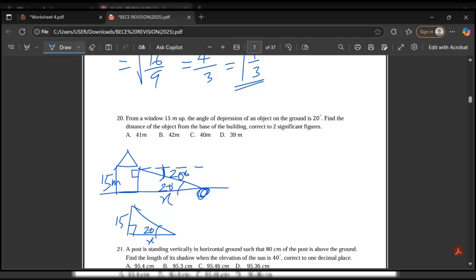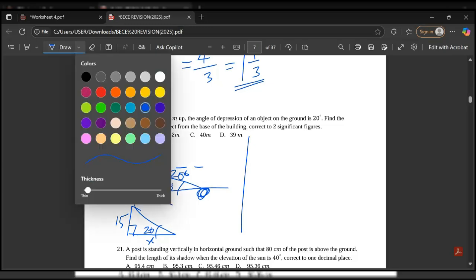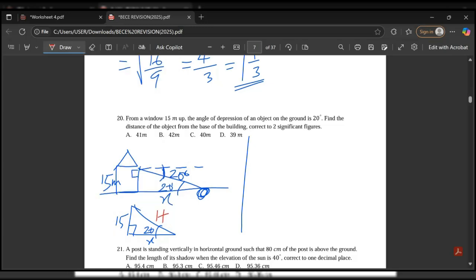As we have it now, I explained SOHCAHTOA yesterday as well. So we need to label the side. This is a right angle triangle. So this is hypotenuse. This is opposite, that's the side facing the angle. And this is adjacent. So we are looking for adjacent. We have opposite. So that means we are making use of TOA.